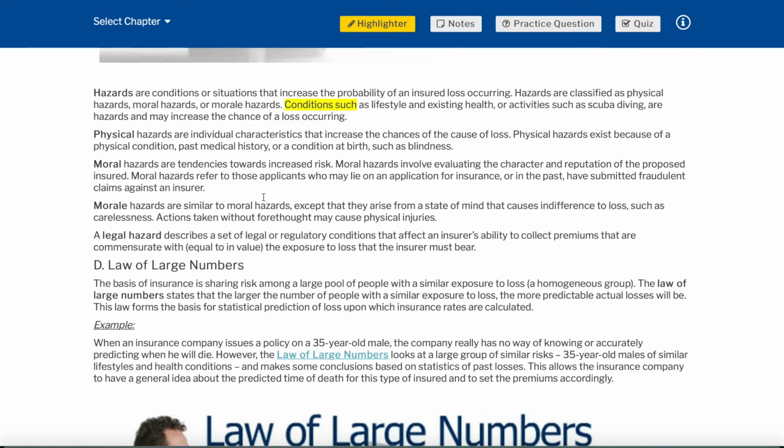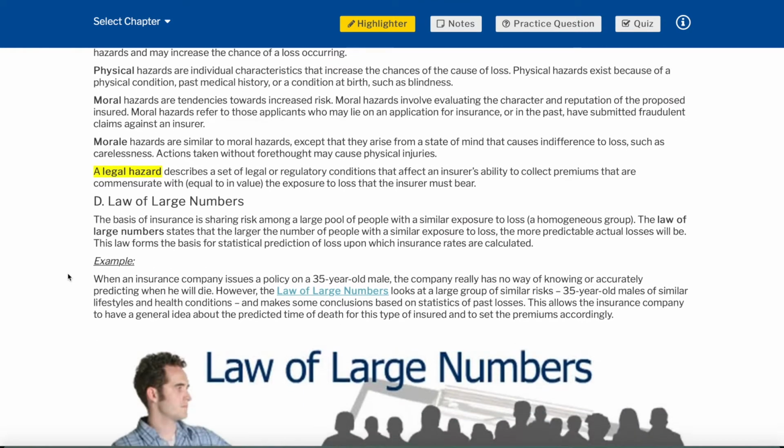Morale hazards are similar to moral hazards, except that they arise from a state of mind that causes indifference to loss, such as carelessness. Actions taken without forethought may cause physical injuries. A legal hazard describes a set of legal or regulatory conditions that affect an insurer's ability to collect premiums that are commensurate with, equal to in value, the exposure to loss that the insurer must bear.